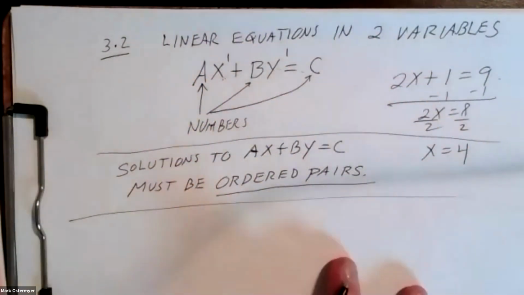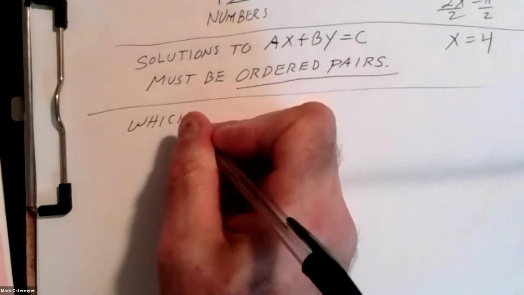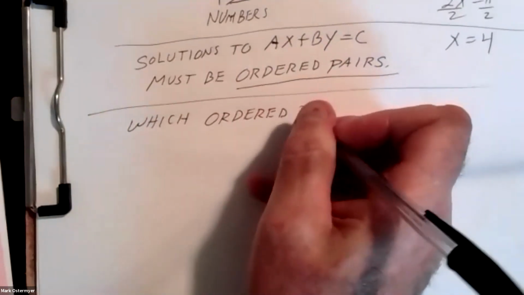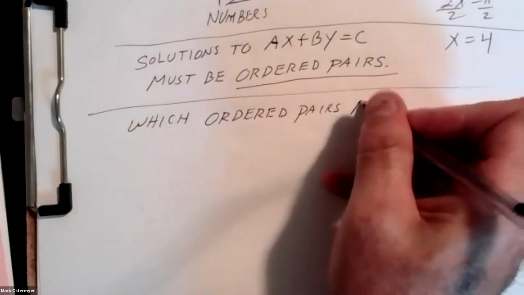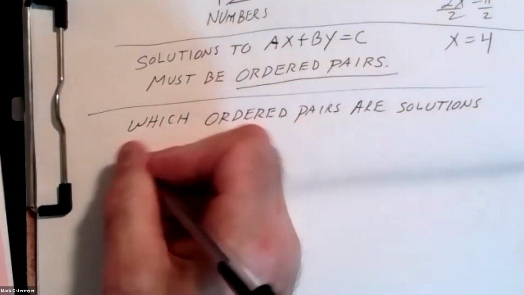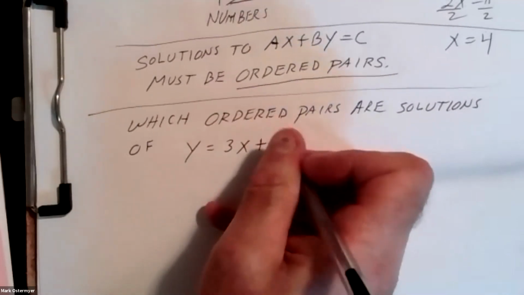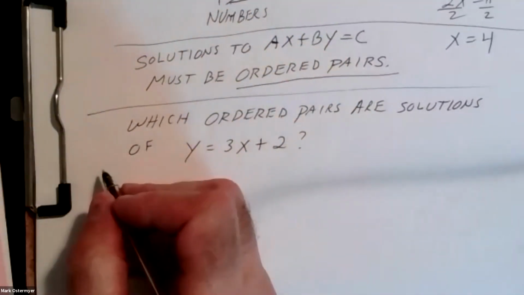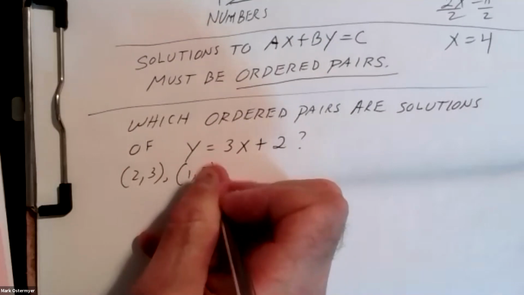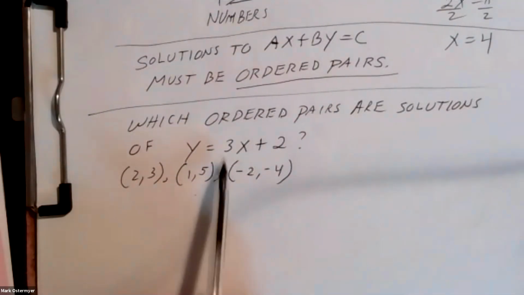Well, let's try a problem out here. Here's a question. Which ordered pairs are solutions of the linear equation y equal to 3x plus 2? And I'm going to give you some ordered pairs to work with: 2, 3; 1, 5; and -2, -4. Which of these three ordered pairs are solutions to this equation?